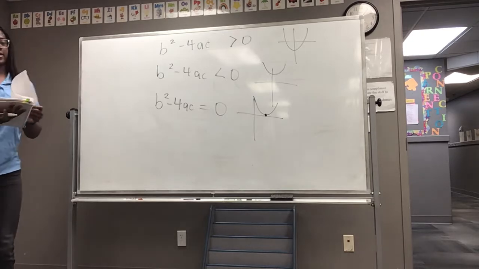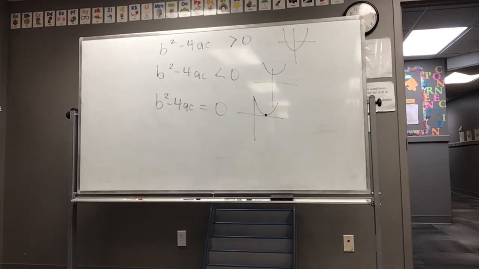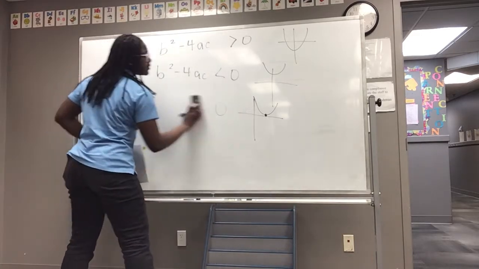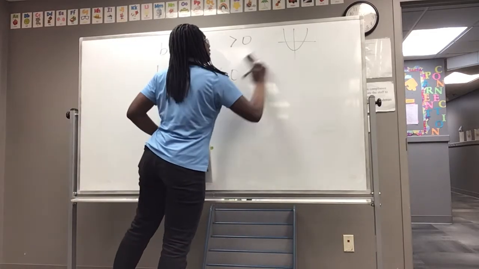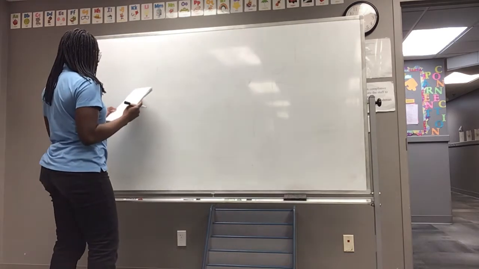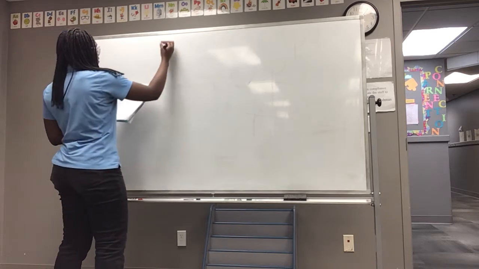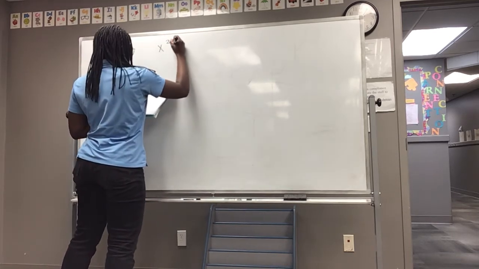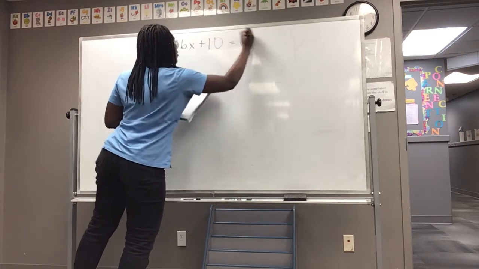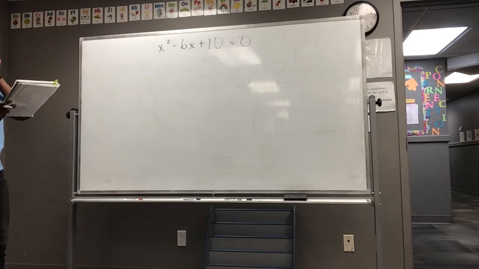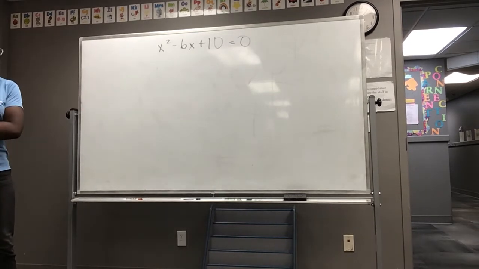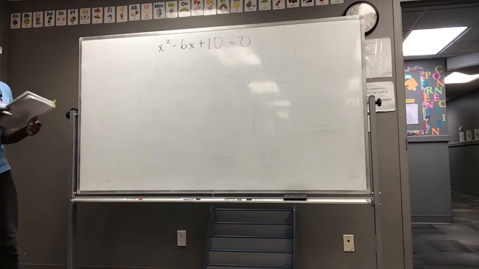These go pretty quick when you're solving for the discriminant, or any type of discriminant question. I've seen a couple of these on the ACT before too. Let's see. Say I have x squared minus 6x plus 10 equals 0, and then the question is, how many real solutions do you have?